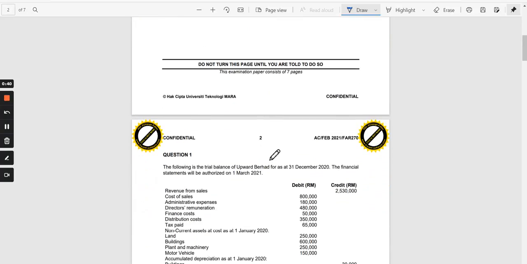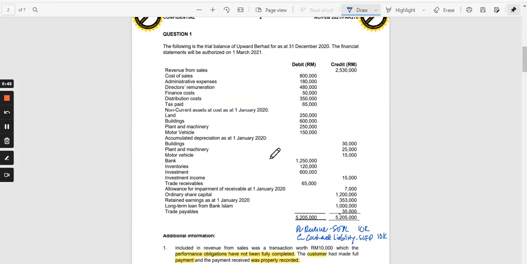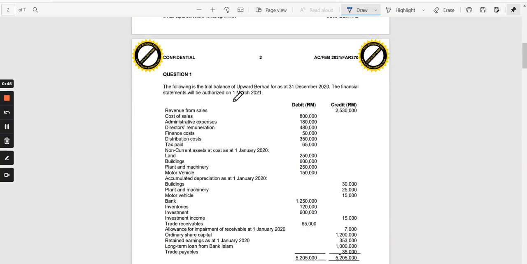So I'm going to start by looking at the question, which is question 1, worth 30 marks. The trial balance of Upward Berhad is given as at 31st of December 2020. So the reporting date is 31st of December 2020. Then you have another piece of information that the financial statements will be authorized on 1st of March 2021. So this is the authorization date.